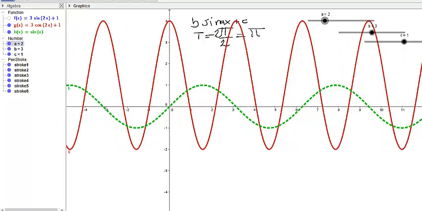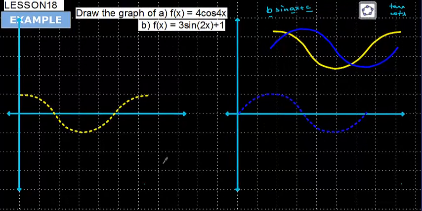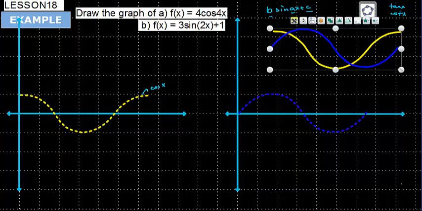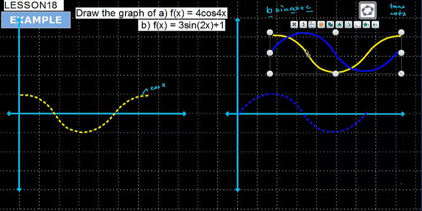Then if we continue to our question here, the given function is cosine 4x. Here I draw the cosine x graph. This is the cosine x graph, and I'm going to make it firstly cosine 4x. The form is also given here. I'm going to change the color here maybe.